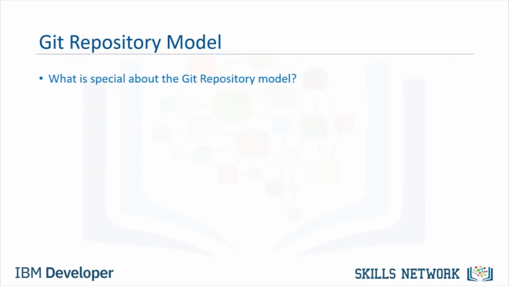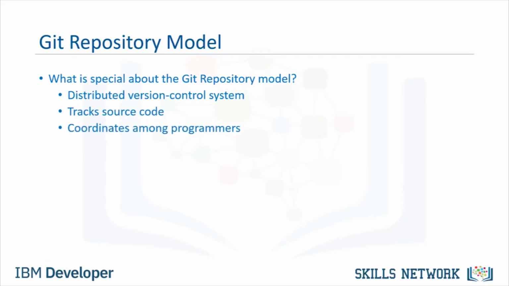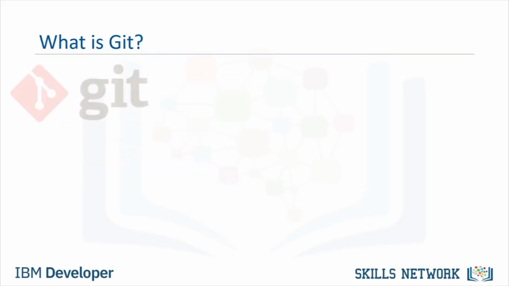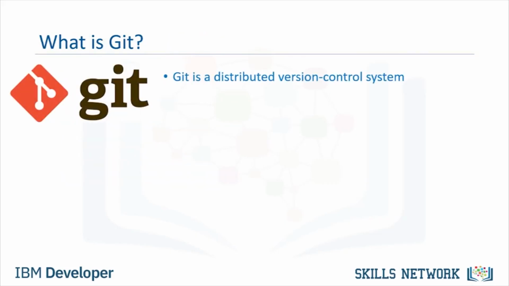What is special about the Git repository model? Git is designed as a distributed version control system, primarily focused on tracking source code during development. Contains elements to coordinate among programmers, track changes, and support nonlinear workflows. Created in 2005 by Linus Torvalds for distribution of Linux kernels. Git is a distributed version control system that is used to track changes to content. It serves as a central point for collaboration with a particular focus on agile development methodologies.